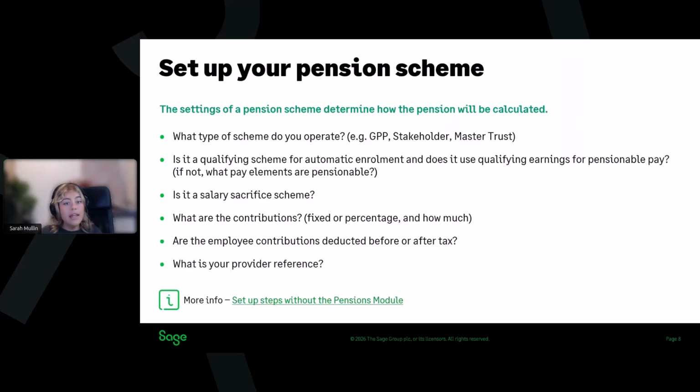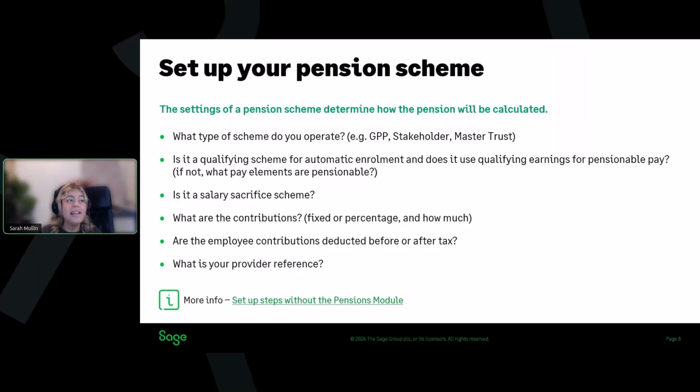And then finally, you do want to make sure you have your provider reference number. Now, this is a unique identifier from your pension provider that you'll enter into Sage 50 Payroll when setting up your scheme. And that's going to be more important if you are using, say, the pensions module, as that will factor in when linking up your schemes. But again, if you are unsure of any of these details, your pension provider will be able to clarify that.